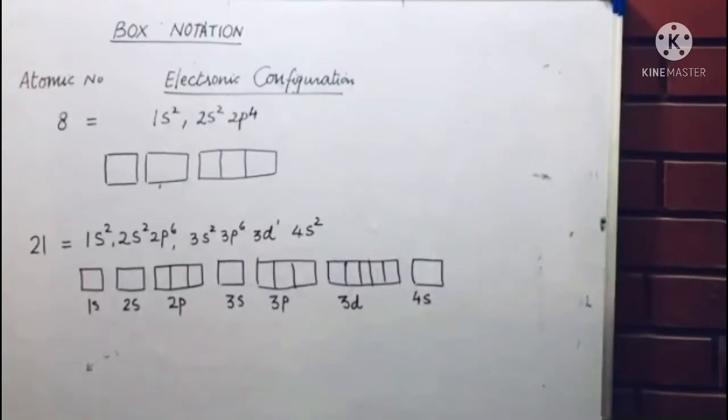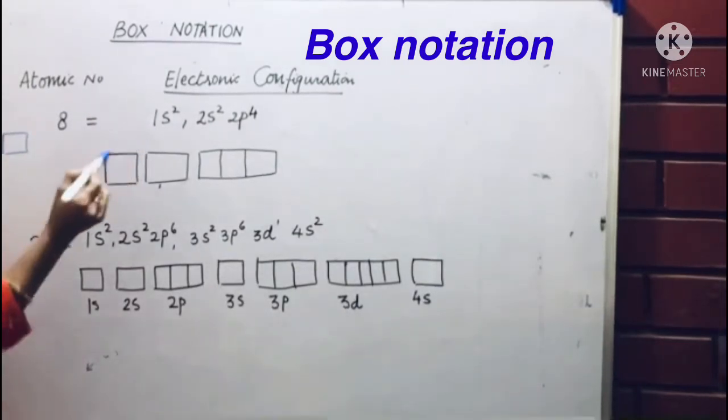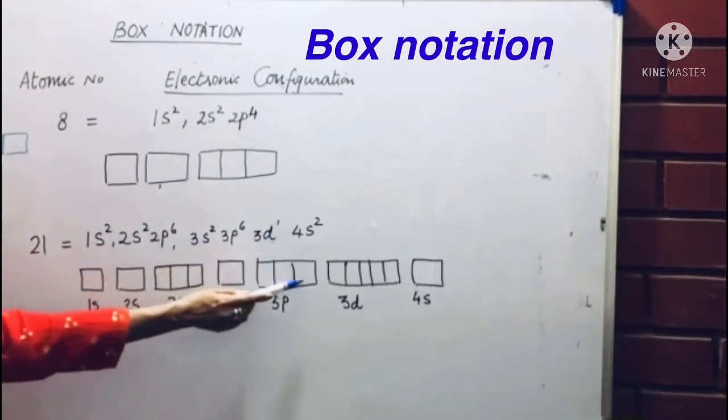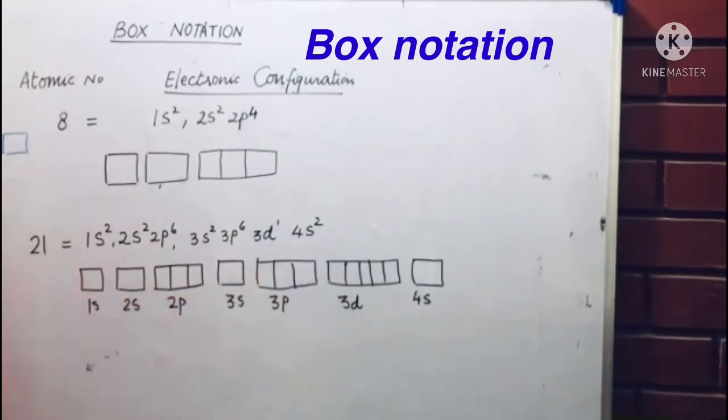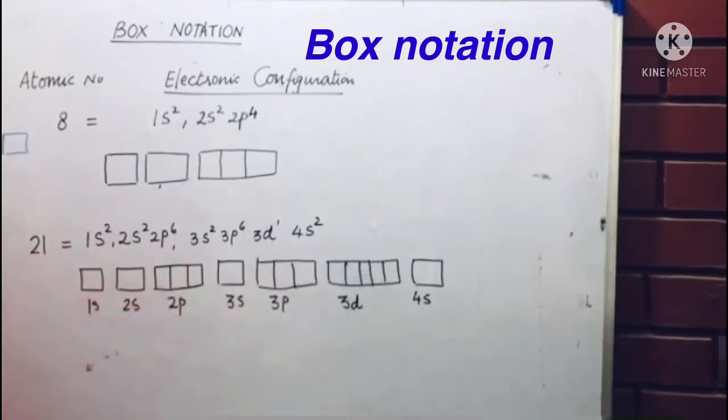I am writing the electronic configuration in box notation. So for S, we just make one small box. For P, we make 3 small boxes altogether. And for D, we make 5: 1, 2, 3, 4, 5. Each one can hold 2 electrons. That means D can hold 10. So there are 5 columns here, and 2 into 5 is 10 electrons.